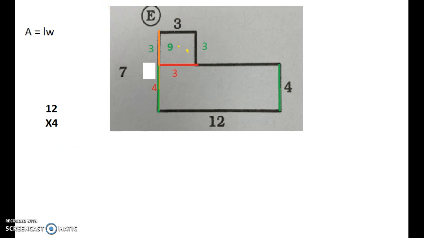Some of you guys might be quicker at this than me. Let me see here. 4 times 2 is 8, and then 4 times 1 is 4. So we got 48. So now we know this box is 48 and this box is 9.